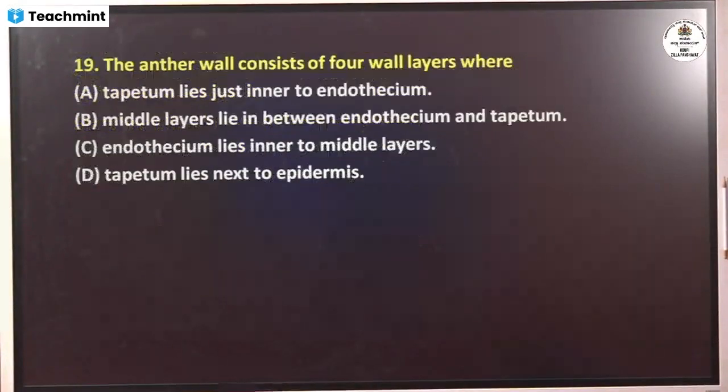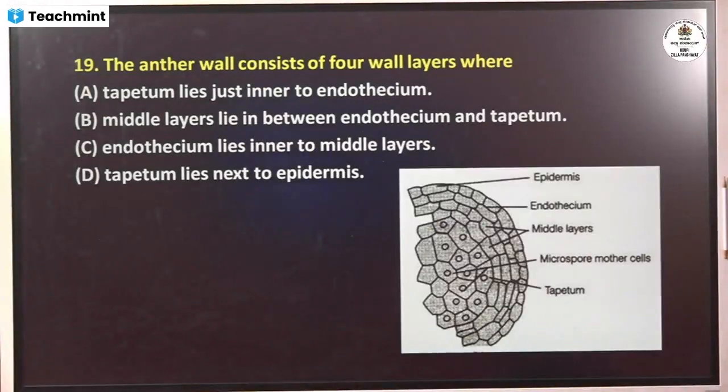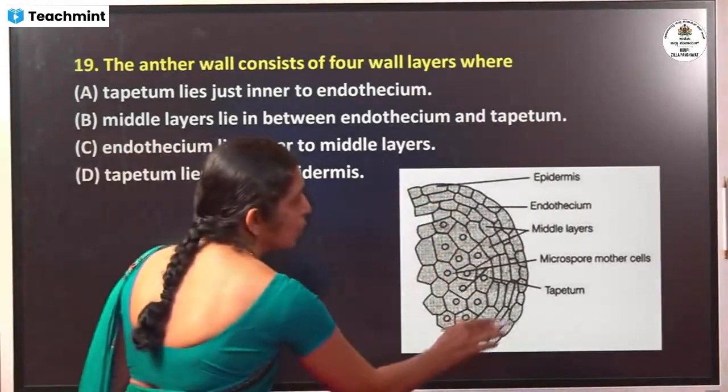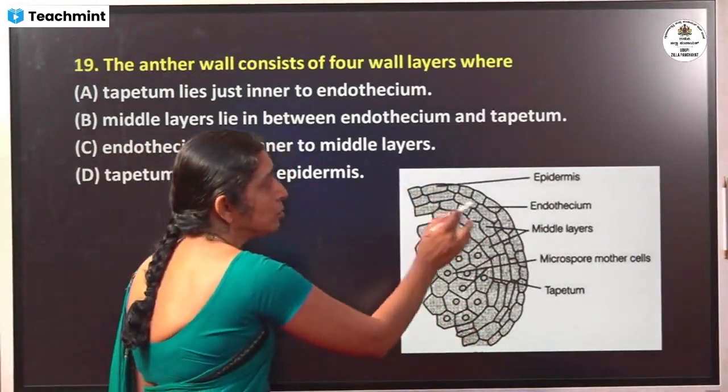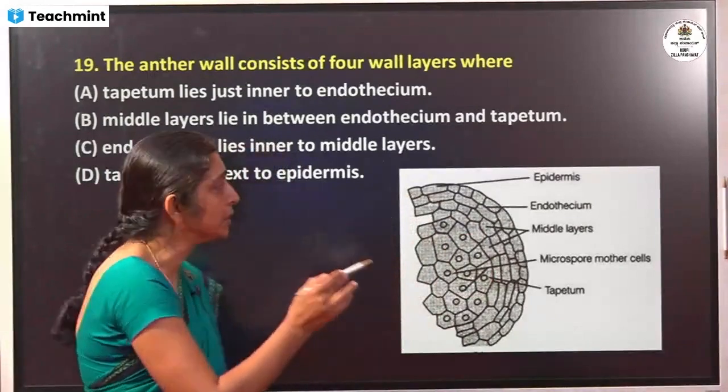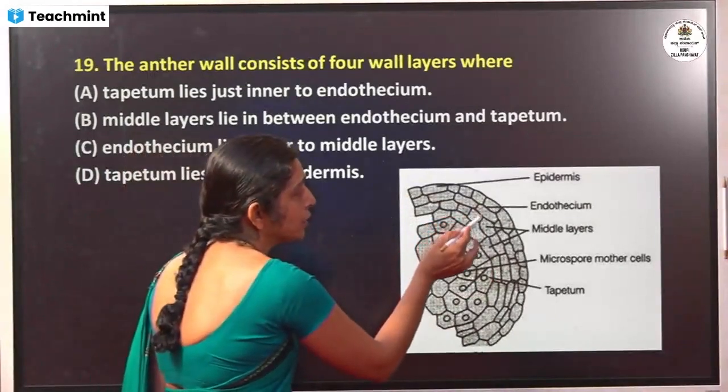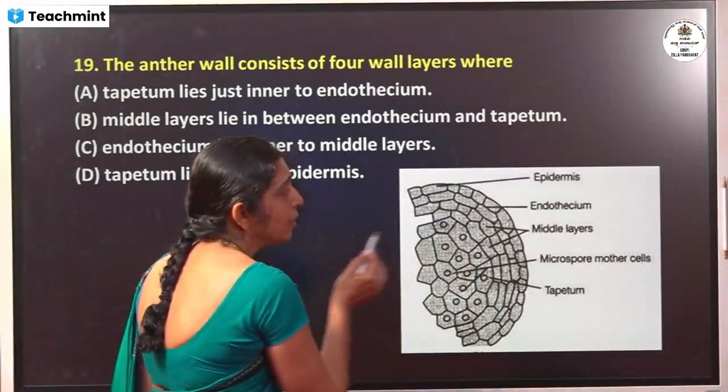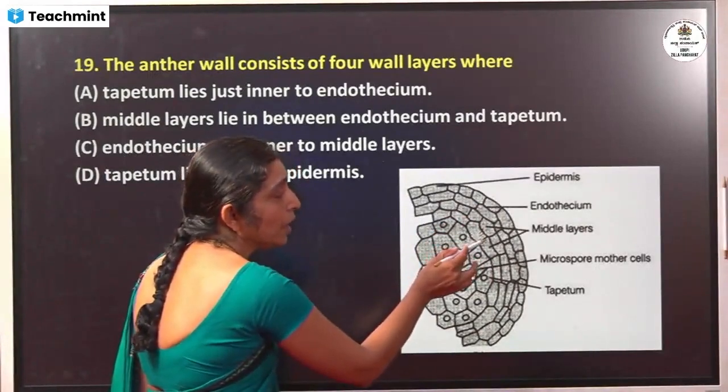Moving on to the next question. Anther wall consists of 4 wall layers where tapetum lies just inner to the endothecium. Middle layers lie in between endothecium and tapetum. Endothecium lies inner to the middle layers and tapetum lies next to the epidermis. If you take a section of your anther wall, we can see that the outermost layer is the epidermis. This is followed by a layer of endothecium, and then we have the middle layers, isn't it?